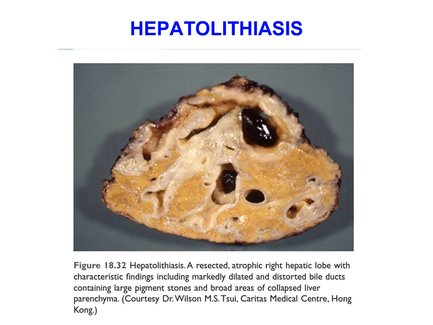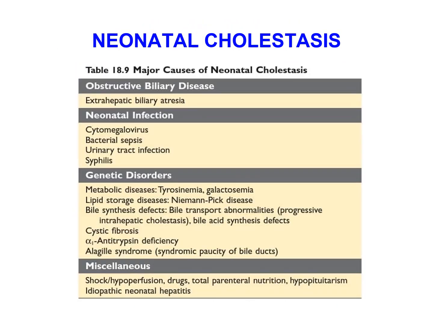Shown here is a resected atrophic right hepatic lobe with the characteristic findings of hepatolithiasis, including markedly dilated and distorted bile ducts containing large pigment stones, and there are also broad areas of collapsed liver parenchyma.